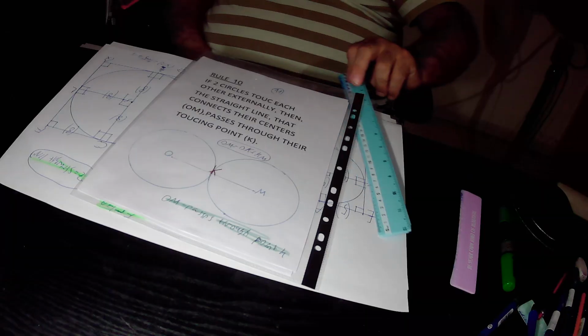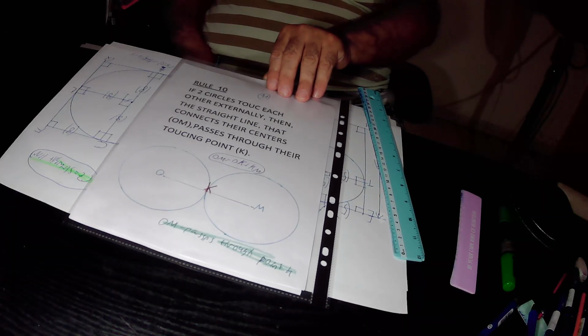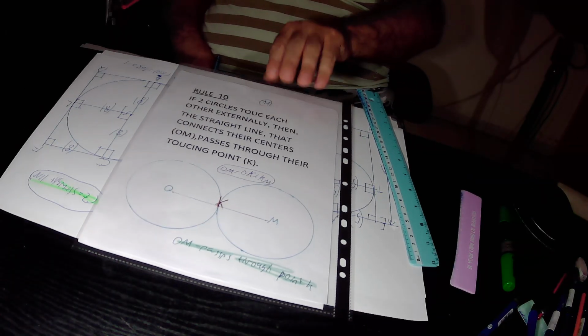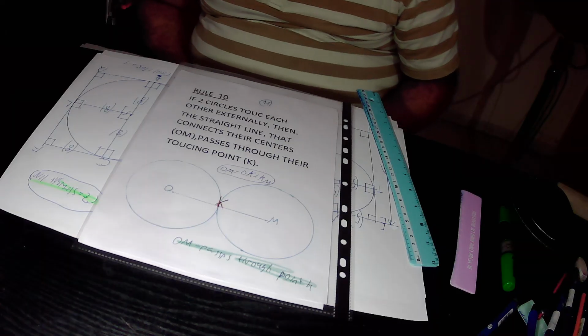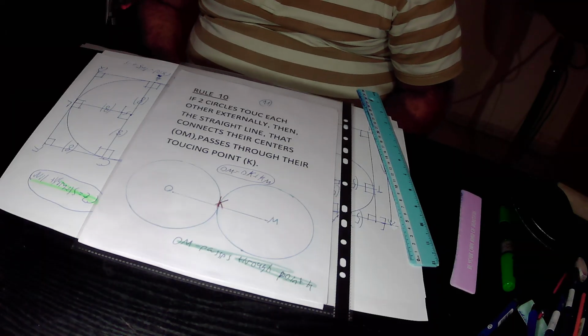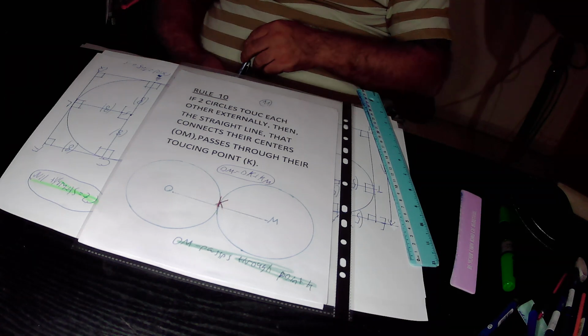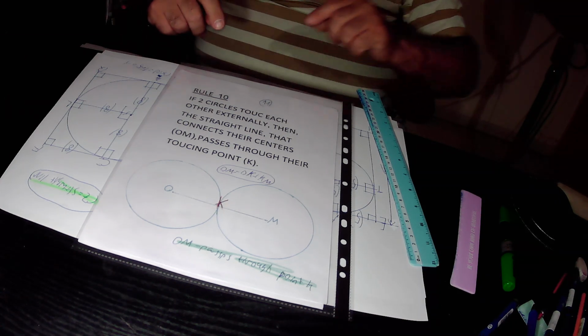According to rule 10, if two circles touch each other externally, then the straight line that connects their centers together passes through their touching point. In the drawing, we have two circles.